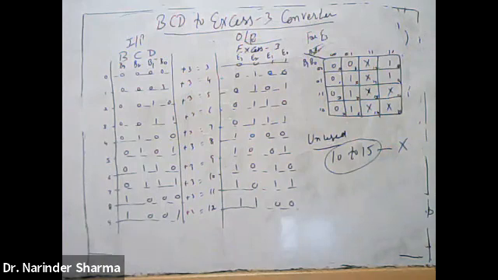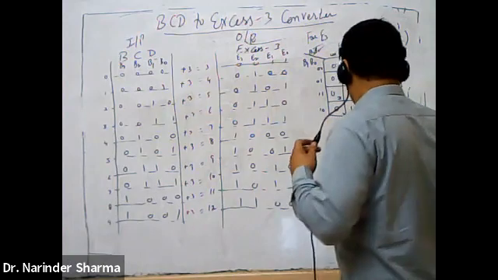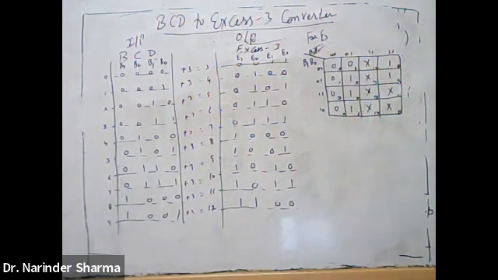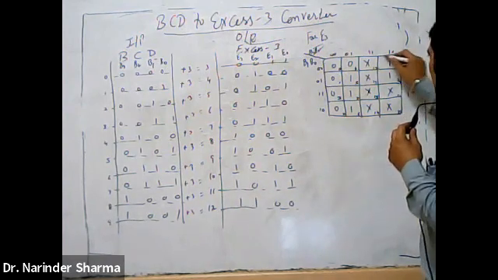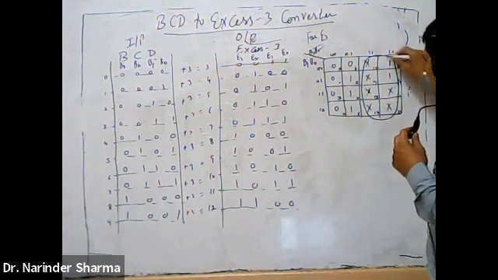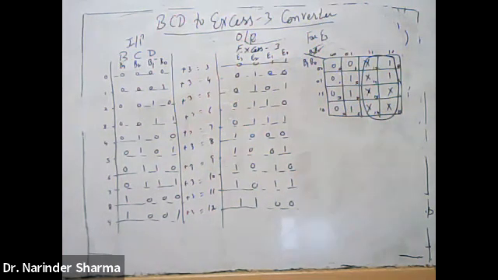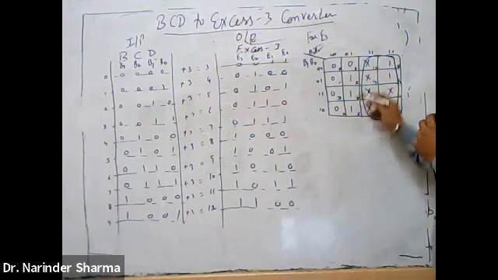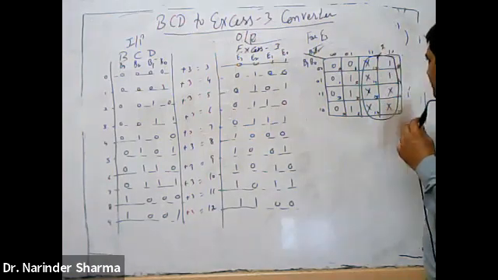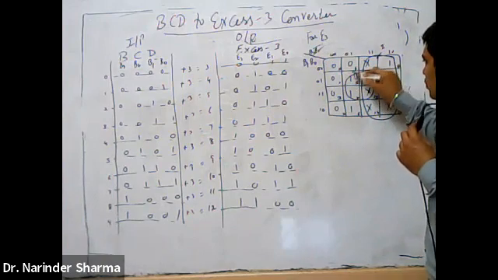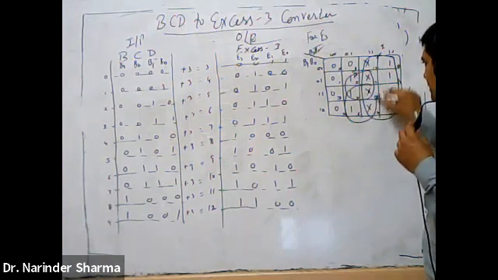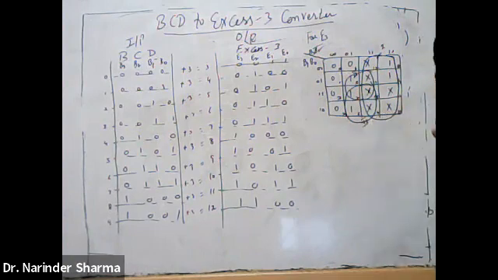Now we have to make the groups to evaluate the expression. Here is a group of 8. This may be marked as group number 1. Group number 2, this is a quad. Group number 3, this is again a quad.